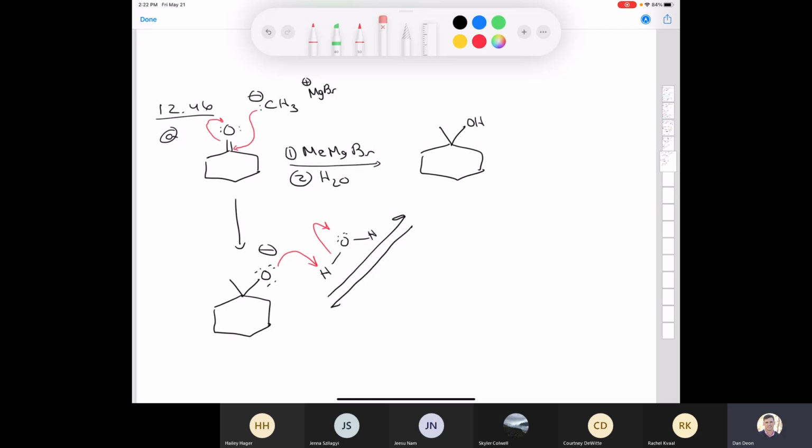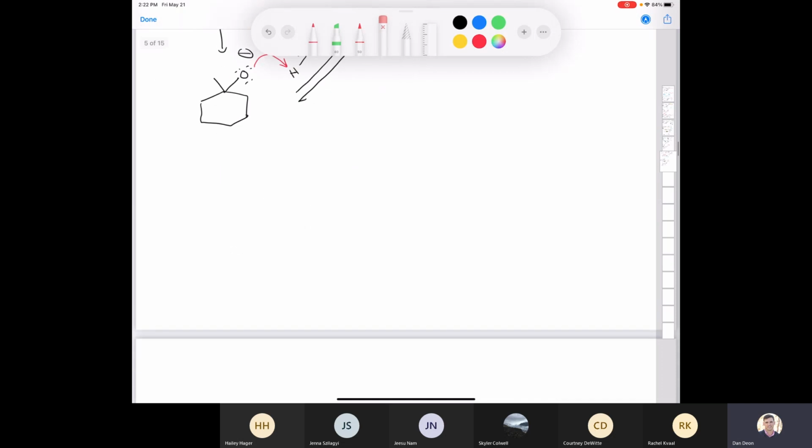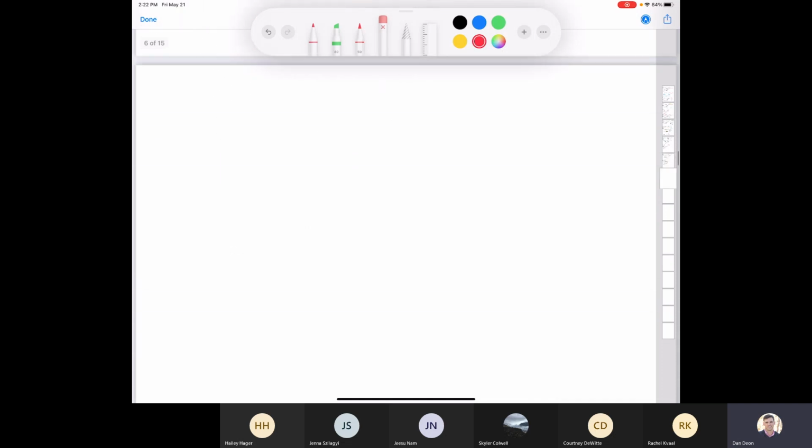Well, the next one is a little more involved. It's B, where we start with a cyclic ester. So I'm going to give myself plenty of room here. This is 12.46B. We start with this cyclic ester. Put my oxygen in the ring here. There we go. When you have a cyclic ester, it's got a special name. It's called a lactone. Again, you don't need to know that for the next quiz.